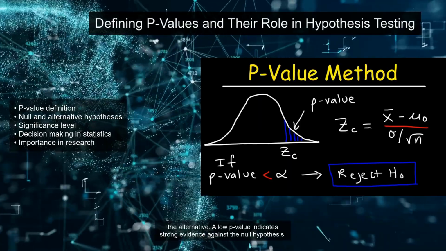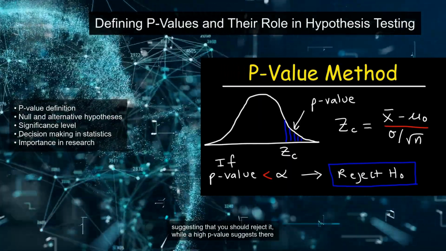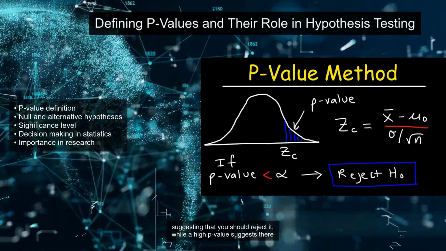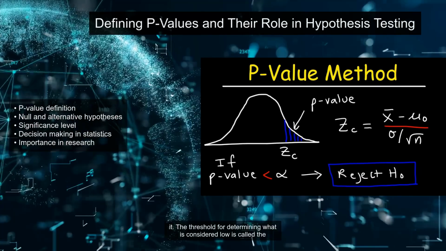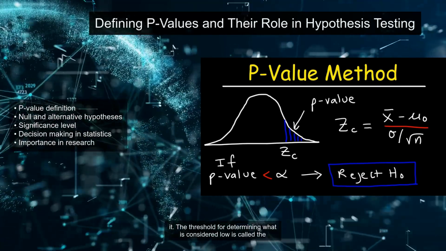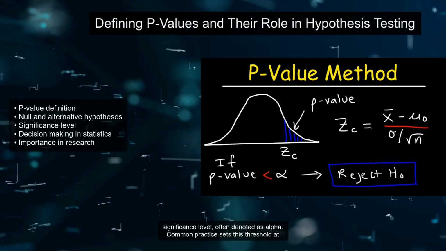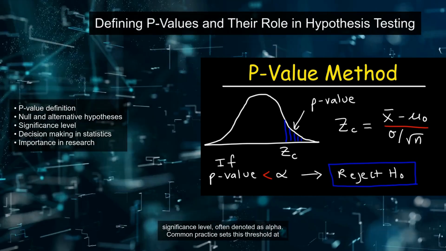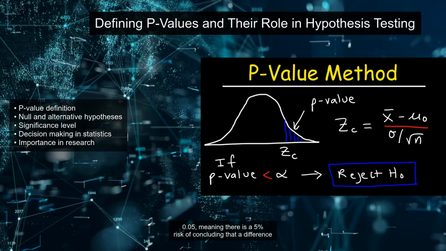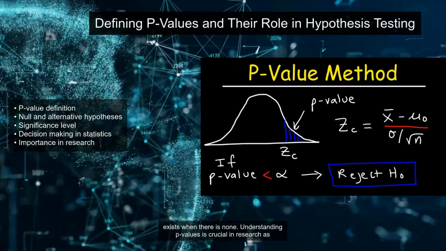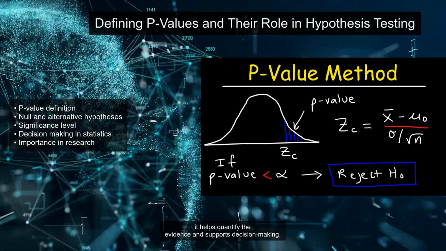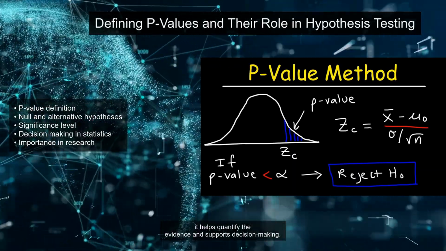A low p-value indicates strong evidence against the null hypothesis, suggesting that you should reject it, while a high p-value suggests there is weak evidence against the null hypothesis, so you fail to reject it. The threshold for determining what is considered low is called the significance level, often denoted as alpha. Common practice sets this threshold at 0.05, meaning there is a 5% risk of concluding that a difference exists when there is none. Understanding p-values is crucial in research as it helps quantify the evidence and supports decision-making.